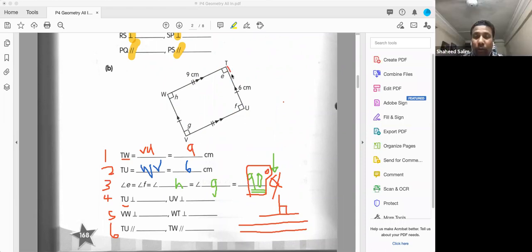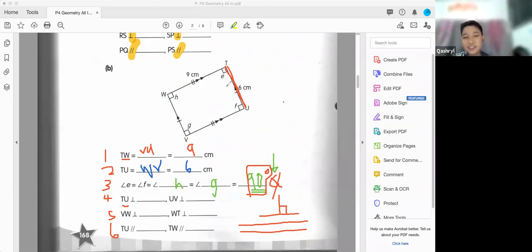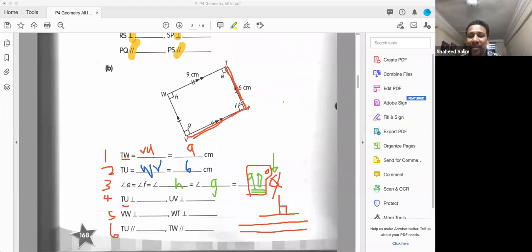TU. Which side does it meet at 90 degrees? There's two sides. You choose one. Which one you want? VU. Down here is one side. It meets at 90 degrees, you see? So you can say VU. Another one, it can also be WT. So up to you. You want to put VU or WT? Okay? Now we ask the next one.